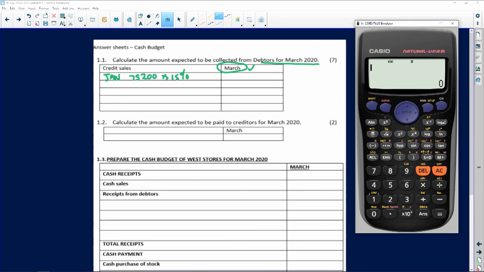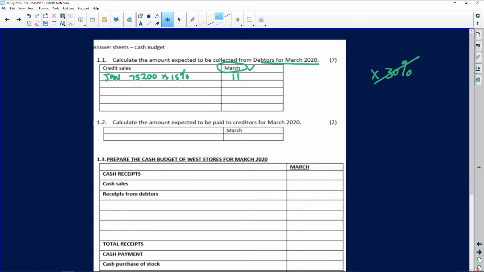So let's get our calculator out. Let's just clear that up. So credit sales, 75,200 times 15%, and we will receive 11,280 Rand in the month of March. So 11,280. Okay, as you can see, guys, not difficult. Right, let's now move on to the next month, which is the month of February.